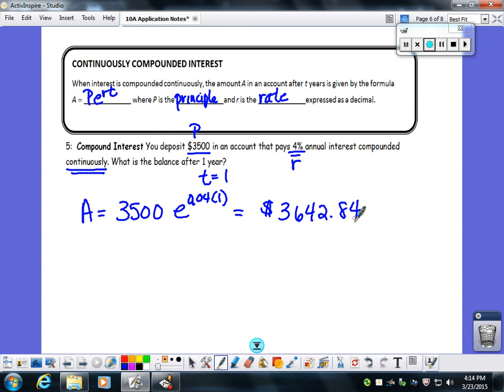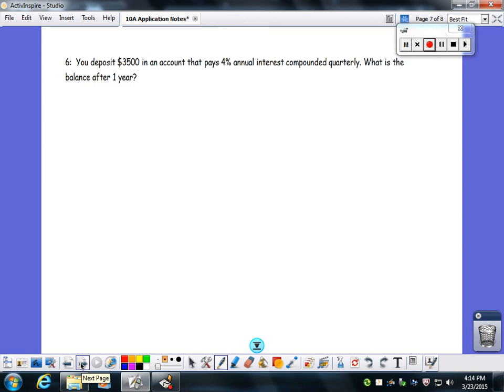All right, let's look at one more example. You deposit $3,500 in an account that pays 4% annual interest compounded quarterly. What is the balance after 1 year? All right, so here you're going to decide which formula you're going to use. You're going to use PERT or you're going to use the other formula. And how can we tell the difference? Well, hopefully you notice this says compounded quarterly.